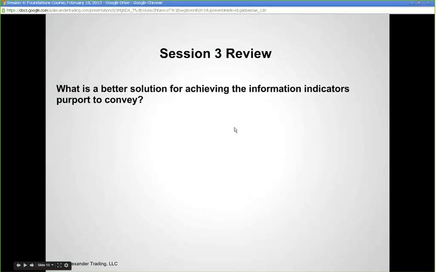Okay, what's the better solution for achieving the information indicators purport to convey? It's understanding. It's understanding the market. When we started this on session 1, we talked about developing, this is not a system, it's not a rote methodology, it's really a worldview, it's an understanding of the market.